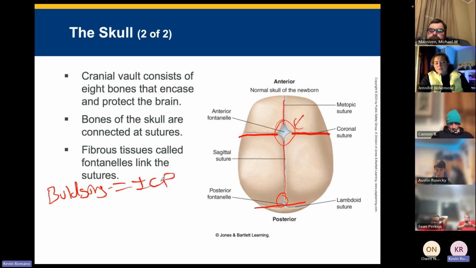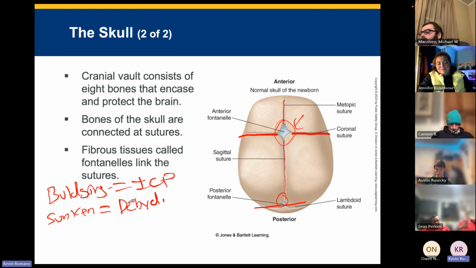Right? Intracranial pressure. If it's sunken, dehydration. I'll just do DEHYD. That's an E, I promise. All right, it's for dehydration. Now, do we take our thumb and start pushing on that? No, but can we push on it lightly to kind of feel?